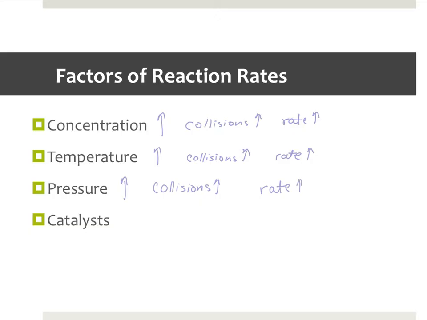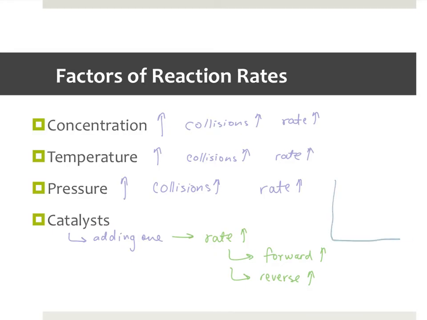Now the catalyst, if you add it, adding one leads to a faster rate for both forward and backward reverse reactions. So the forward reaction goes up, as does the reverse reaction, at equal rates. So they both go up. And the way you can see that on a potential energy diagram is right here. I'm going to draw it.